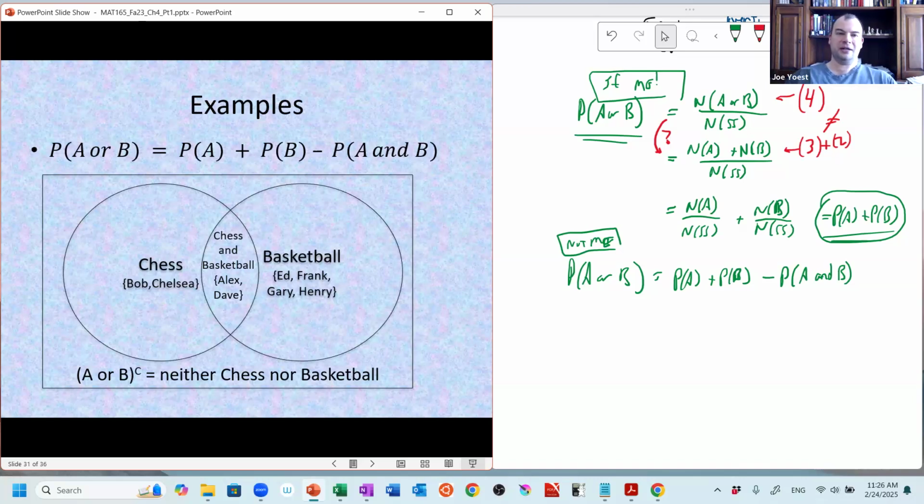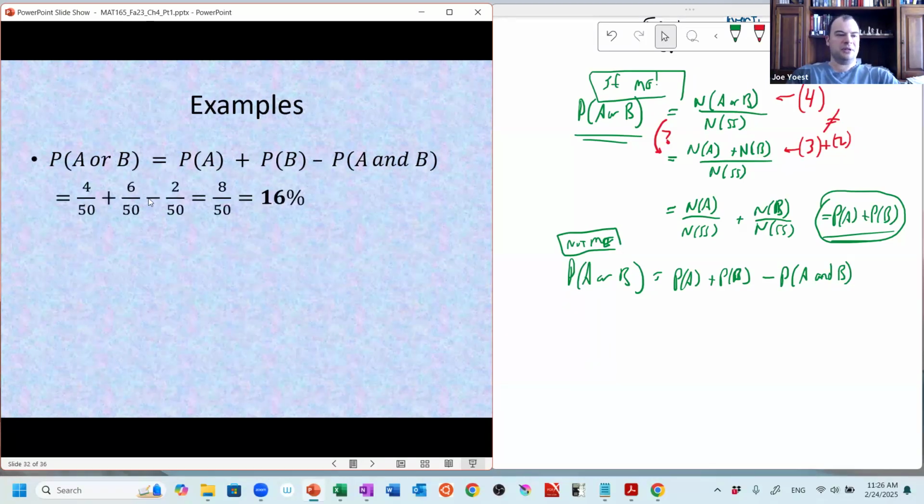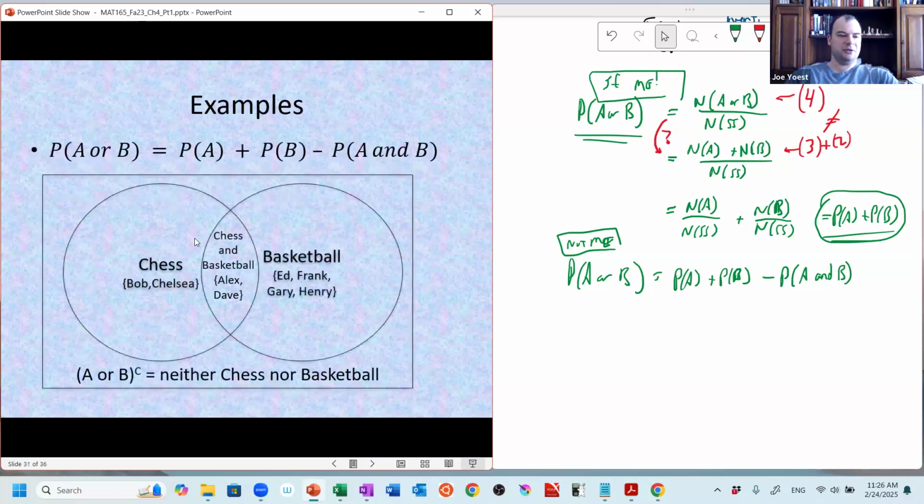So it's kind of like we had an assembly and all the kids are there, and we say, if you're on the chess team, raise your hand. And 4 hands come up, and we say, okay, put your hands down. If you're on the basketball team, raise your hand. 6 hands come up. So we got 4 plus 6. But again, we've overcounted by the folks in the intersection.